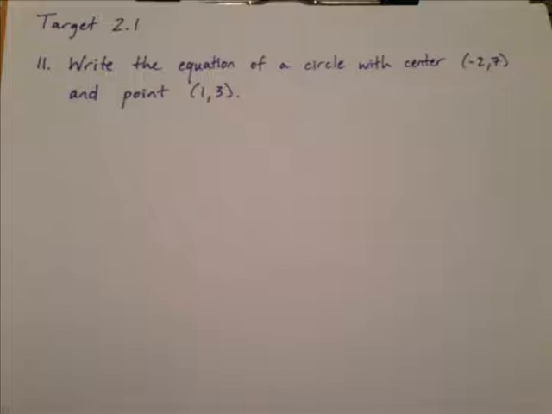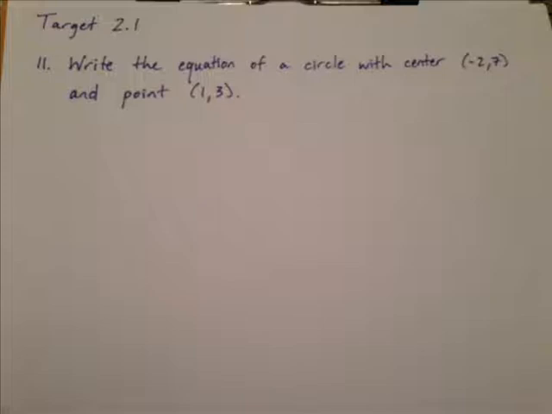They don't give us the radius, but they give us the center point, -2,7, and a point on the edge of the circle at the point 1,3. Now what I like to do is make a rough sketch of what the circle would look like. When I look at these points, I notice that the center has a negative x and a positive y, and that the point on the edge of the circle has a positive x and positive y.